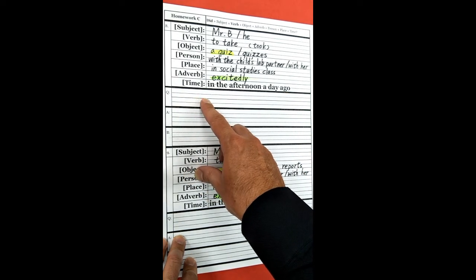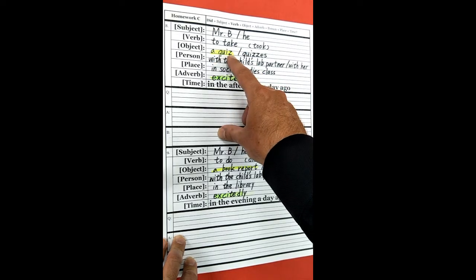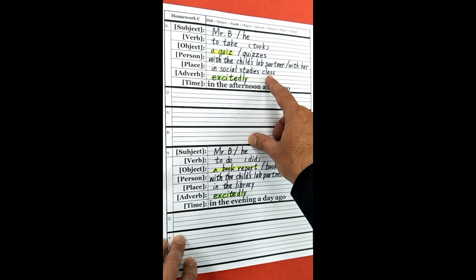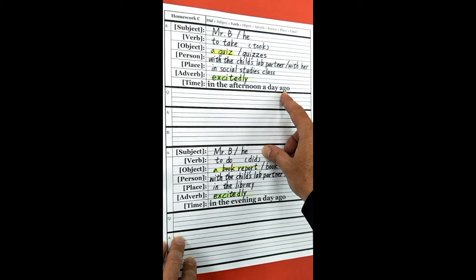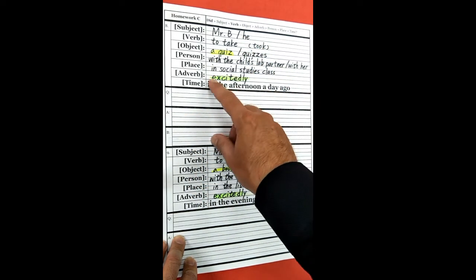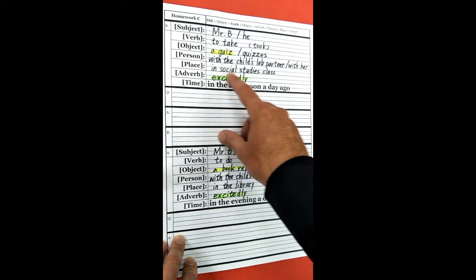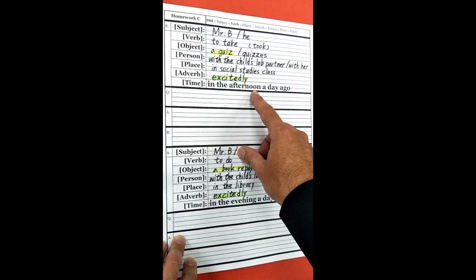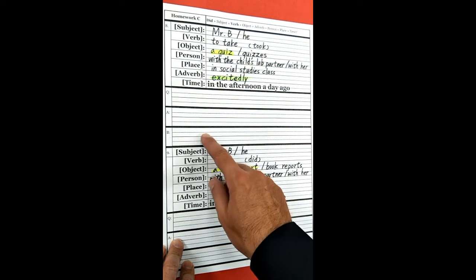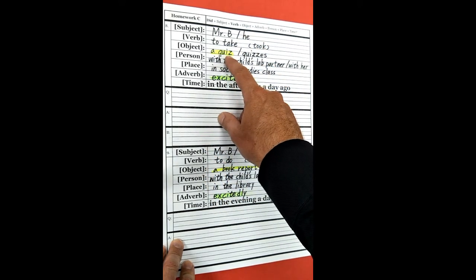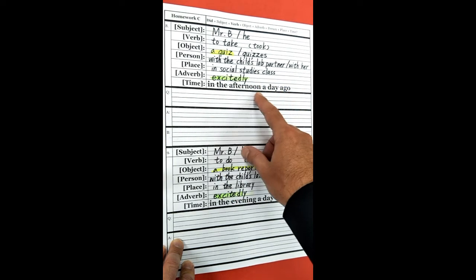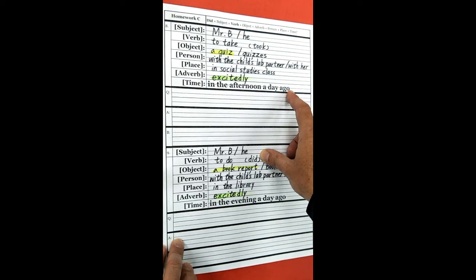Did Mr. B take a quiz excitedly with the child's lab partner in social studies class in the afternoon a day ago? Yes, he took a quiz excitedly with her in social studies class in the afternoon a day ago. No, he didn't take a quiz excitedly with her in social studies class in the afternoon a day ago.